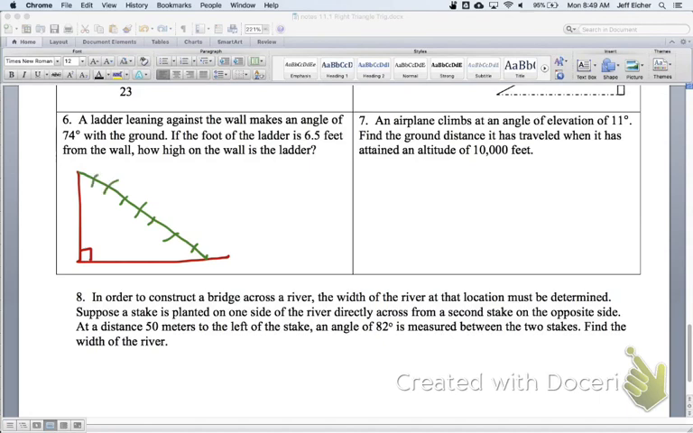The ladder leaning against the wall makes an angle of 74 degrees with the ground. So the green line with the red line ground is 74 degrees. If the foot of the ladder is 6.5 feet from the wall, so the wall is here, foot of the ladder is here, so this length is 6.5 feet. How high on the wall? So x. What is this length, x? Go ahead and pause and see if you can choose the correct trig ratio.